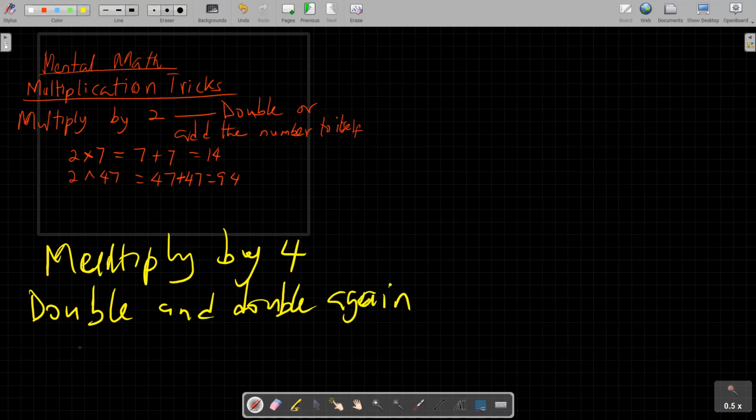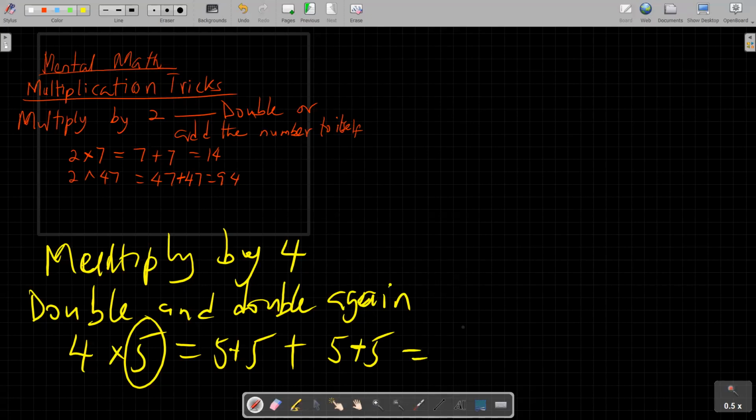So let's go. 4 times 5 simply means double 5. That is 5 plus 5, and double again. 5 plus 5, that will be what? 20. You can try out other numbers. See if you can multiply them by 5 and then by 4 and then double the numbers and see what you're going to get. Now the next one is multiply by 5.